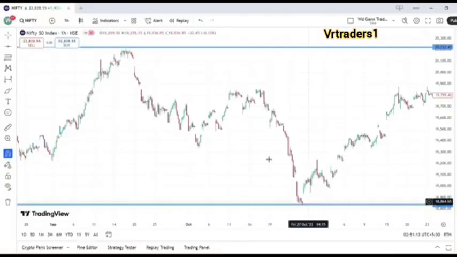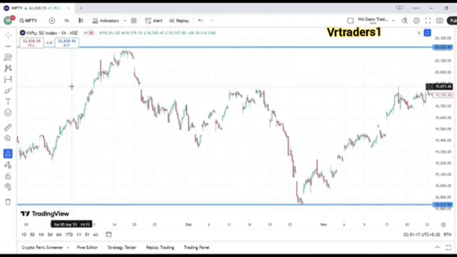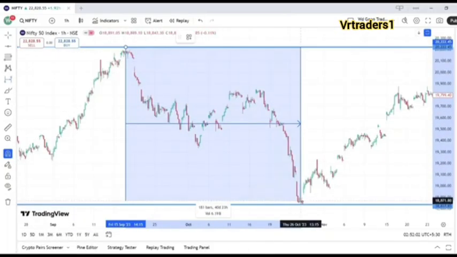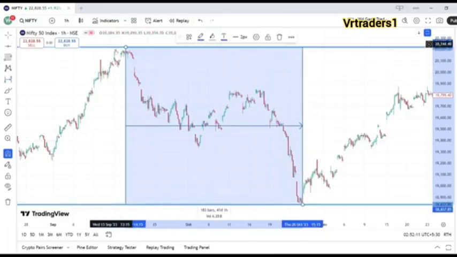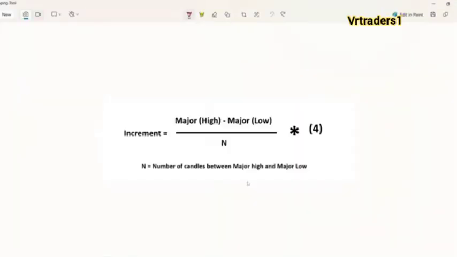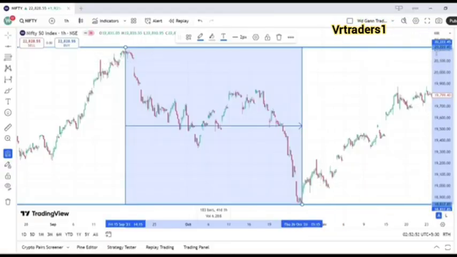Open the TradingView app. You can see how many candles there are between the measure high and measure low in TradingView with the help of the date range option. Just select the date range option and apply it from the measure high to the measure low. Here you can see that between the measure high and the measure low, there are 183 bars. That means there are 183 candles between them. So whenever you are using this formula, n should be greater than 150.